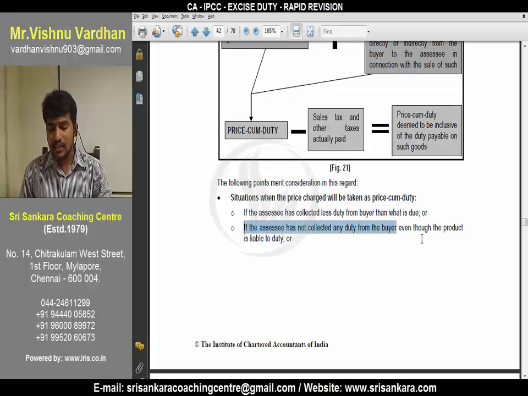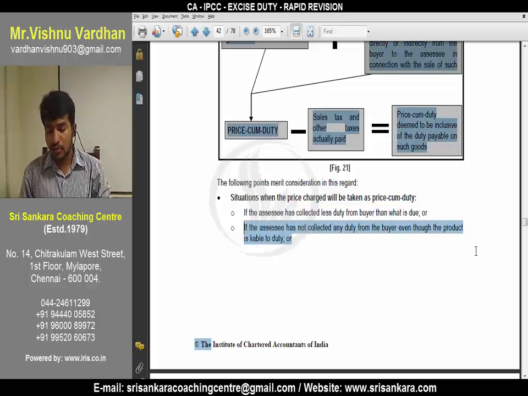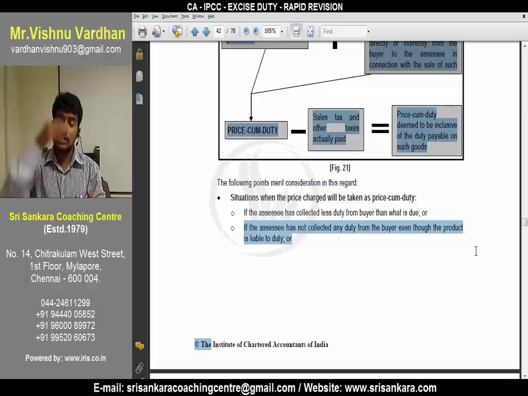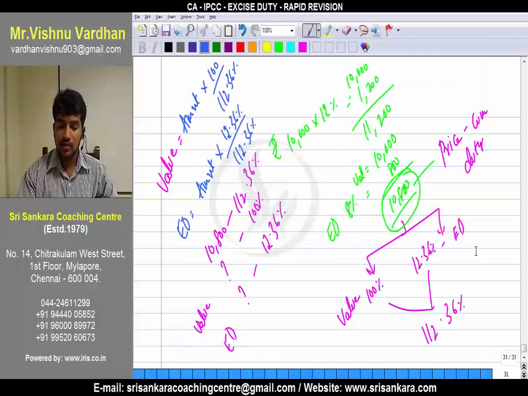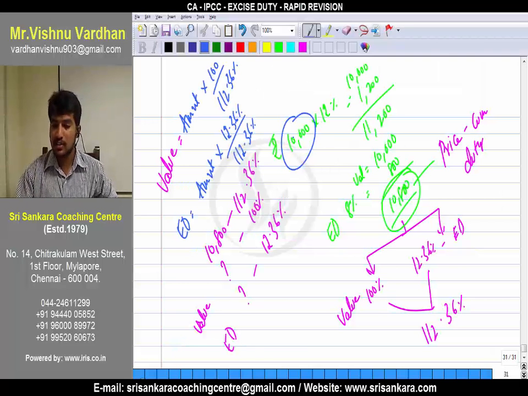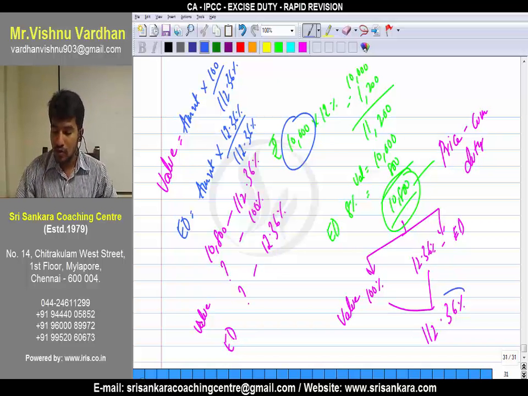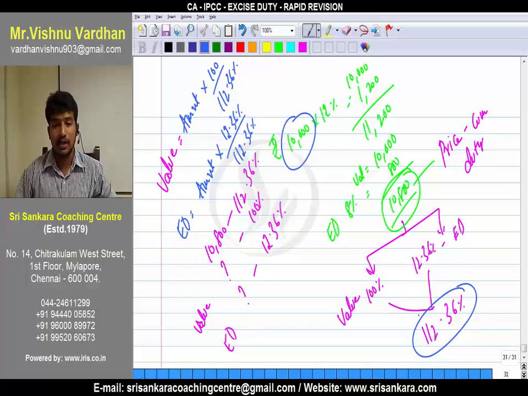Second condition is if the assessee had not at all collected any duty from the buyer, even though the product is liable to duty. So first situation is he has collected less duty. Second situation is he has not at all collected the duty. Then also, whatever you receive, in the given example, here I am receiving only 10,000, not even 10% or 8%. I am receiving only 10,000. Then the 10,000 entirely is assumed as 112.36% and will be calculated accordingly.